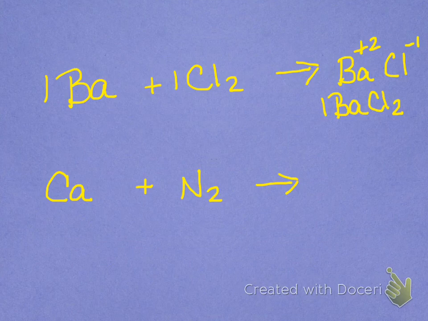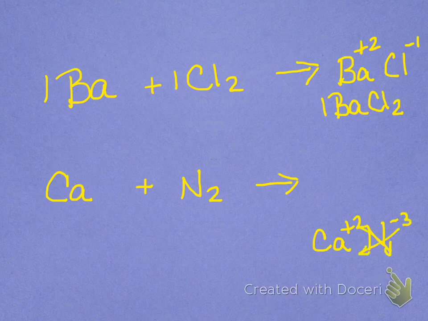Last one, calcium plus nitrogen gives us, and I'm going to write it down here, Ca and N. Calcium is +2, nitrogen is -3. Crisscross, we get Ca3N2. So all we need to do to balance this one is put a 3 out in front of the calcium.